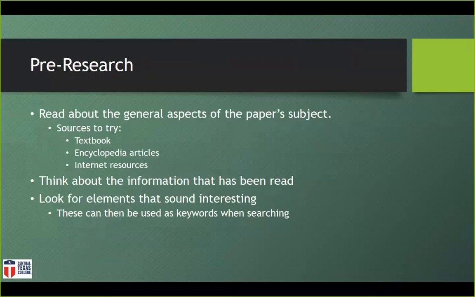Before doing any research for your paper, an excellent practice to follow is obtaining some background knowledge about the subject. Background information helps with understanding the surrounding times and events that might be related to the topic. Some sources that you might want to try are your textbook, encyclopedia articles, and internet resources. Once you've done some reading, think about the information read. Look for elements that sound interesting or that pique your curiosity. These can become the keywords used in formatting your search strategy.